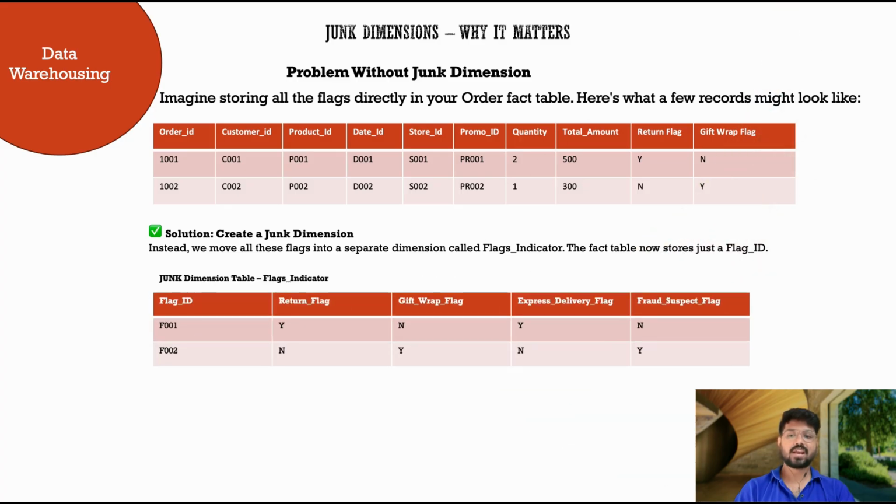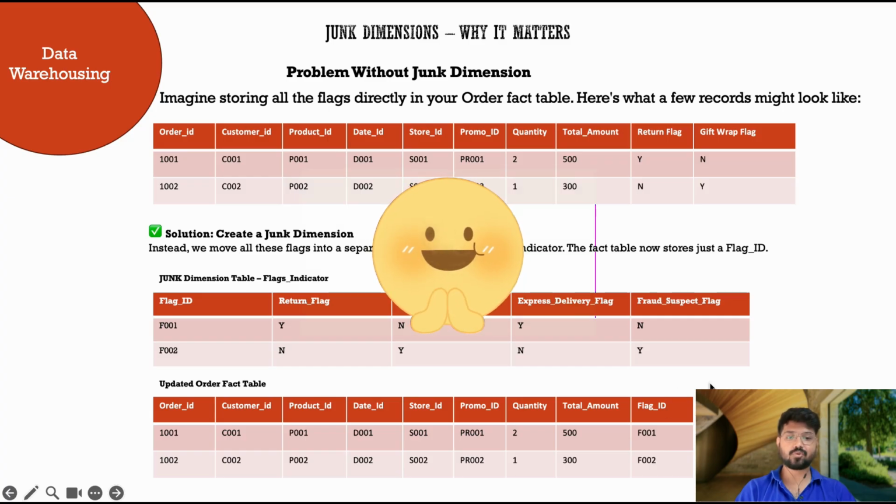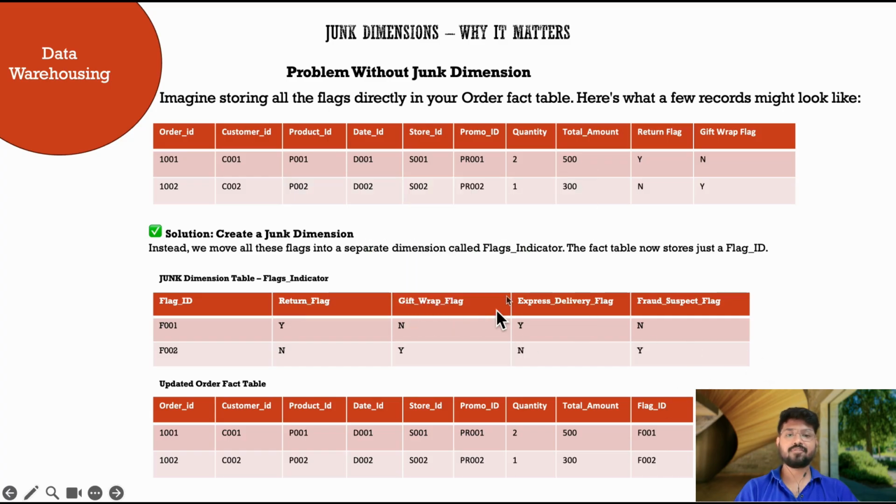So here you can see we have created one junk dimension table, that is flag indicator, which contains return flag, gift wrap flag, express delivery flag, fraud suspect flag. So if I talk about our updated order fact table, here you can see we have replaced this return flag, gift wrap flag with this flag ID, so that our fact table doesn't get bloated and we get faster query performance. And even in the future, if a new flag gets introduced, we can add it into our junk dimension table without updating our order fact schema. So that is one of the advantages of junk dimensions.